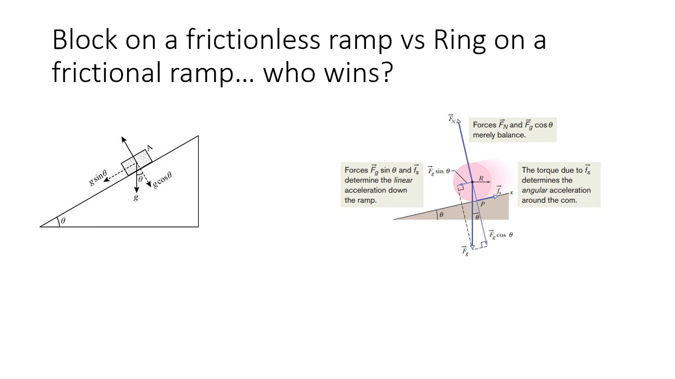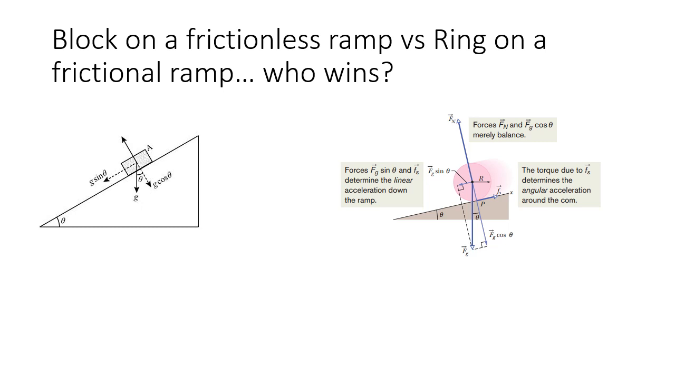But if we put friction on a ramp, then the ball obviously wins, because the friction makes the ball roll and it reaches the bottom. But the block might not even move because there's friction there. So what we need to do is compare them, where we have a block at the top of a frictionless ramp, and the sphere at the top of the friction-filled ramp. And the question is, who gets to the bottom first and who's going faster at the bottom?